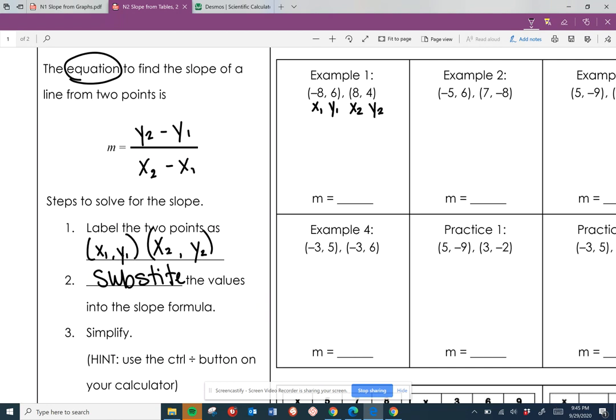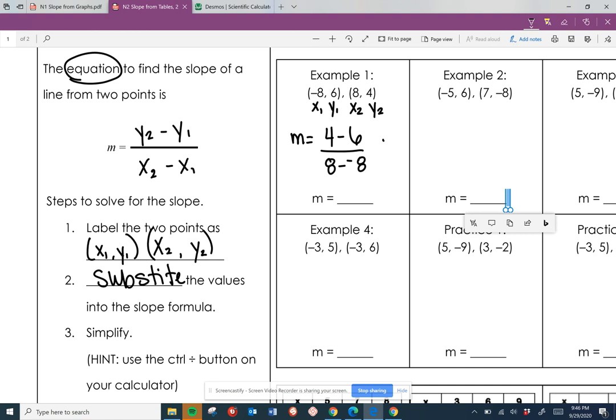Now I'm going to substitute those values into my formula. So y2 comes first, so I will have my 4. 4 minus y1 is going to be 6 divided by 8 minus -8. Remember, the formula has a minus and this 8 has a negative. Both of those are going to stay there. We're not going to only put one. That will give us an incorrect answer. We need to make sure we have both of them.